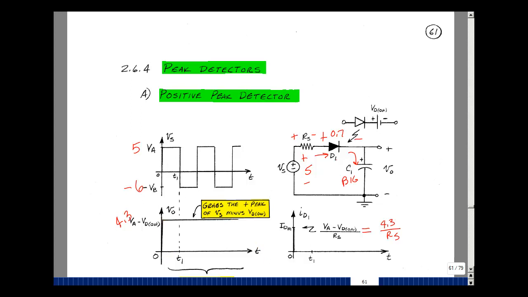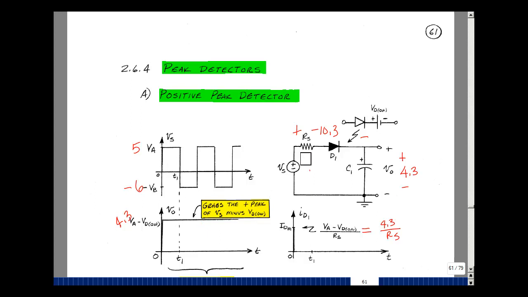What happens next? Well, when the input now goes to minus 6, we have 4.3 volts here, and this can't change instantaneously. But now if this goes to minus 6, then what's the voltage across the diode and resistor again? Well, it's this node voltage, which is minus 6 minus 4.3. So this is minus 10.3. The diode is off and no current flows. The output just stays where it is.